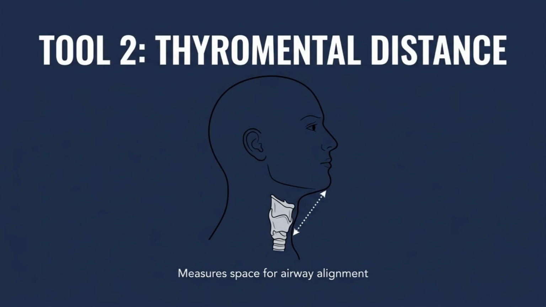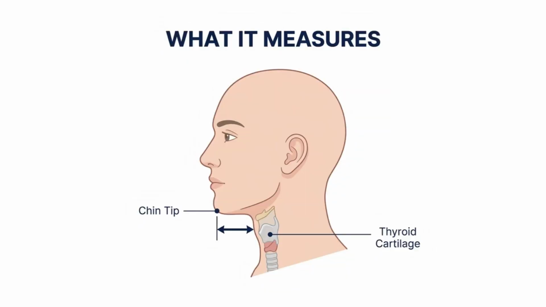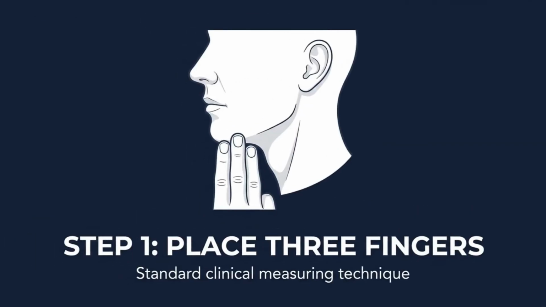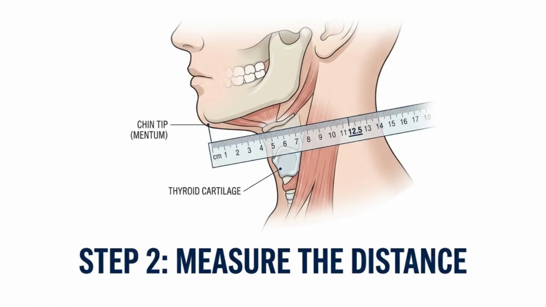Tool 2 is the thyromental distance. This measures the space that helps to align the airway properly. We measure the distance between 2 points: the tip of the chin and the thyroid cartilage on the neck. Step 1. Place 3 fingers vertically under the chin, going down toward the neck. Step 2. Measure the exact distance using a ruler in centimeters.